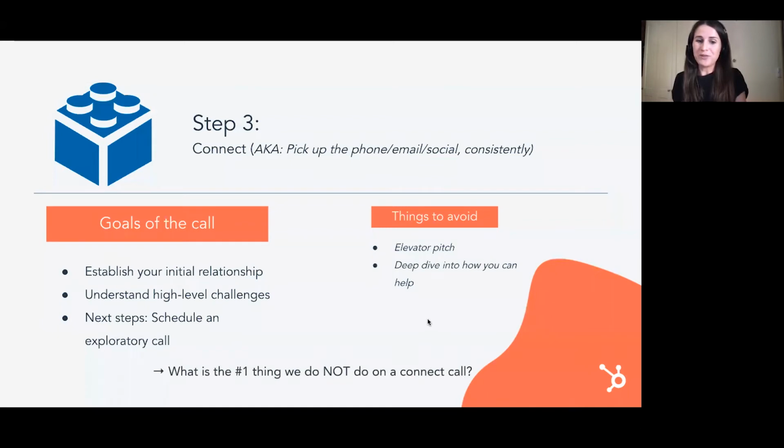And what's the number one thing we do not do on a connect call? Sell, which sounds counterintuitive, but you want to be educating the prospects, understanding more about them, qualifying them, but you don't want to be doing that hard sell in that first call that might just scare them off.